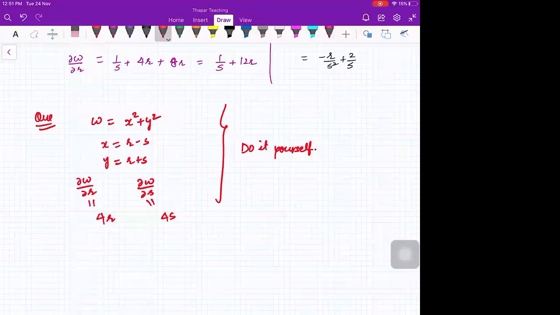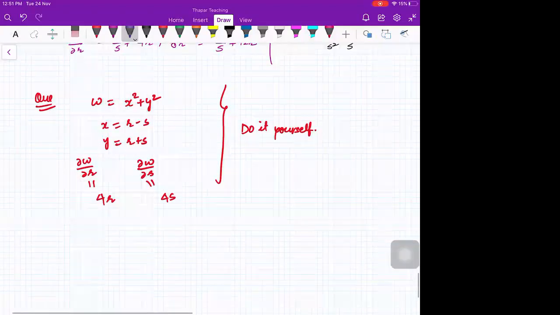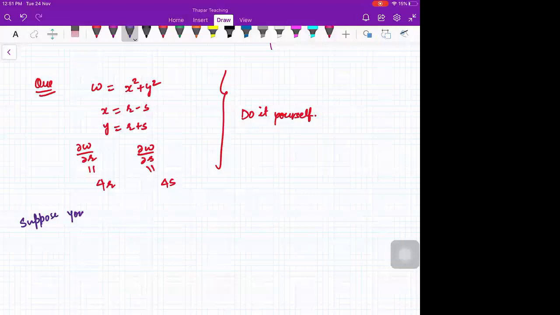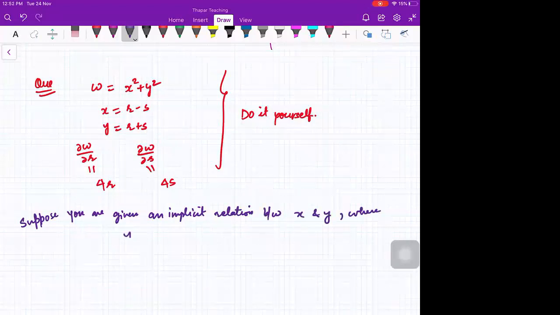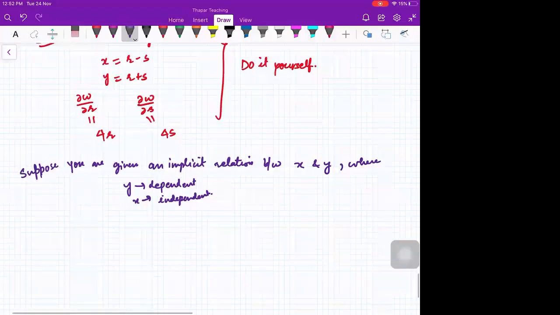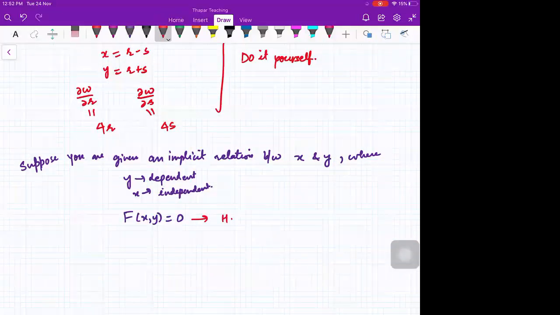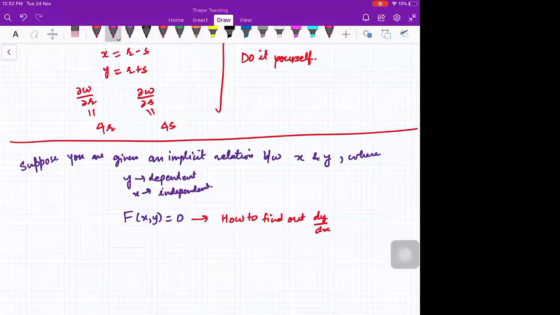Okay, so the next thing is, suppose you are given an implicit relation between x and y, where y is treated as dependent variable and x is treated as independent. Then suppose something like this is given to you. I think you must have studied it already. Then how to find dy by dx? So this is one of the applications of partial derivatives.